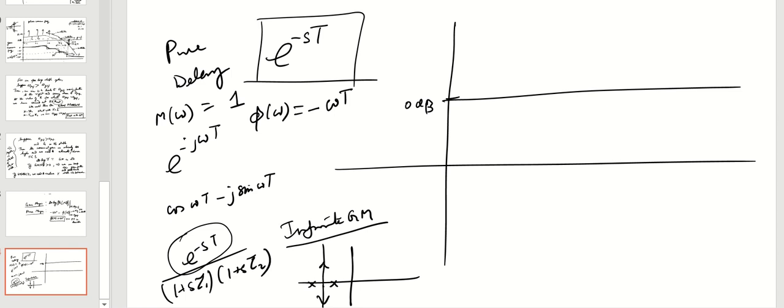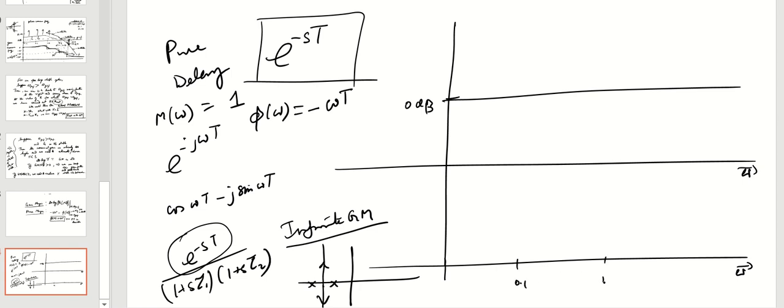So what will it look like? This is omega, and again this is omega. On a linear scale, this would have been a straight line. But now that this is a log scale, remember that this is probably 0.1, this is 1.0, this is 10. So the nature of this is, let's say, 0 degrees.